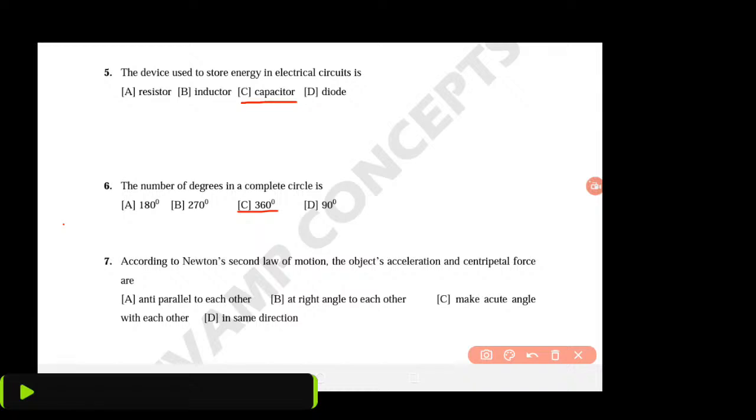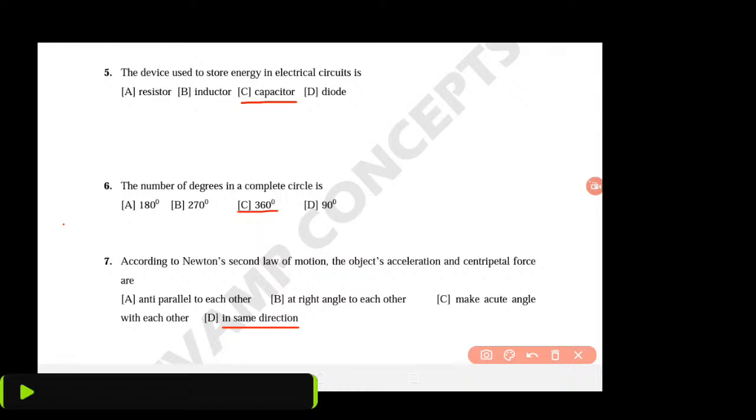So with that knowledge, the centripetal force acts towards the center to keep the body in the circular path, and the acceleration of the body moving around the circular path is also acting towards the center. So we can say the correct option for this question is option D. Both the centripetal force and the centripetal acceleration act in the same direction. So question number 7 has its answer to be option D.